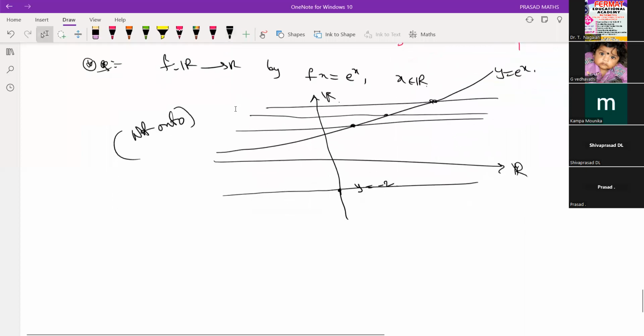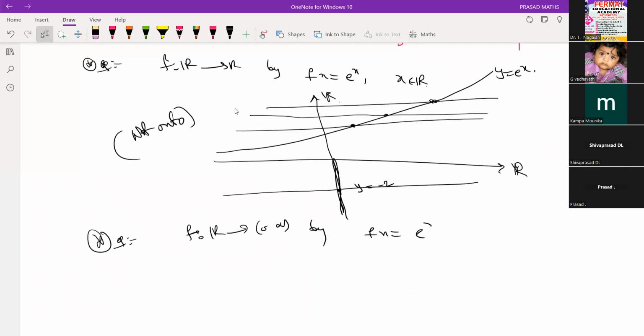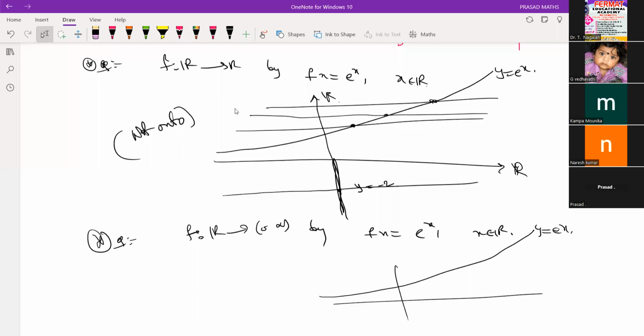Okay. It cannot be onto, but can you convert it into an onto function? The problem is with the negative terms, right? So just remove the negative terms. Remove the negative terms. Now is it onto? Yes, sir. Definitely, it meets at least one point. So it is an onto function.